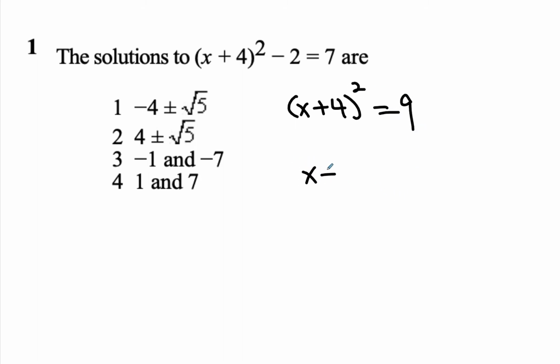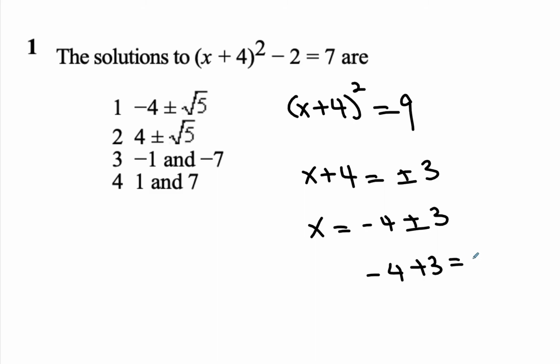Then what do you realize about x plus 4? That's right, it should be equal to plus or minus 3 by taking the square root from both sides. Then when you subtract 4, x must be equal to negative 4 plus or minus 3. Then one of the answers, negative 4 plus 3, becomes negative 1. Negative 4 minus 3 becomes negative 7. So our answer should be choice 3.